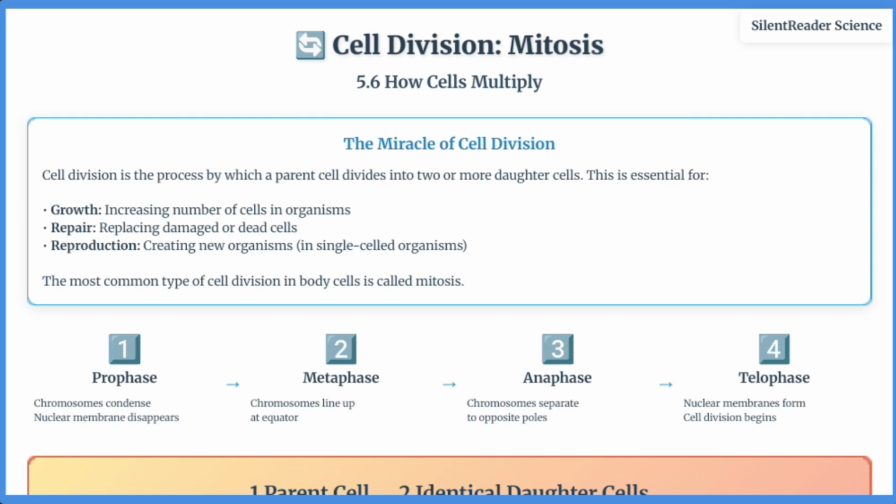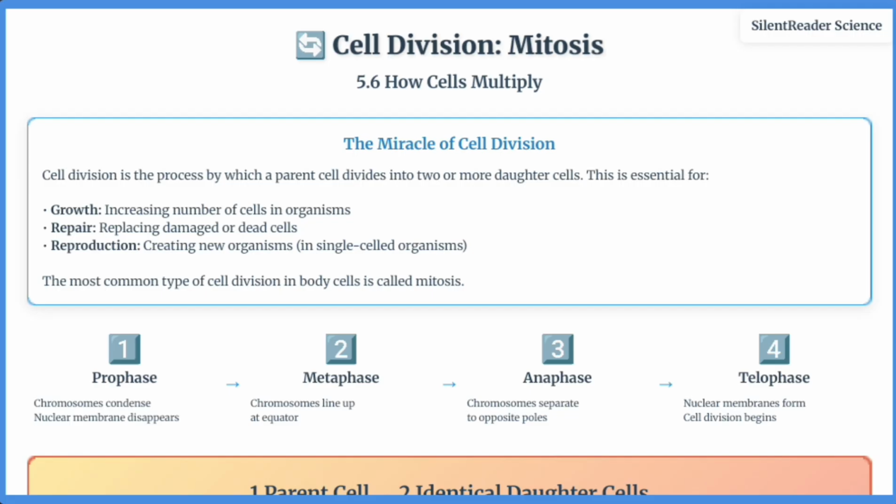Finally, let's explore cell division through mitosis, the process by which cells multiply for growth and repair. Mitosis consists of four main stages: prophase, where chromosomes condense and the nuclear membrane disappears; metaphase, where chromosomes align at the equator; anaphase, where chromosomes separate to opposite poles; and telophase, where nuclear membranes reform and cell division completes.